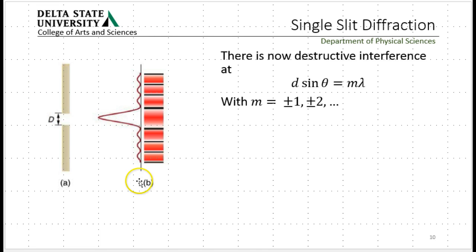This actually happens coming through your doorway, but d is so big compared to lambda that the angular separation between the central peak and these minima is so tiny we just never notice.